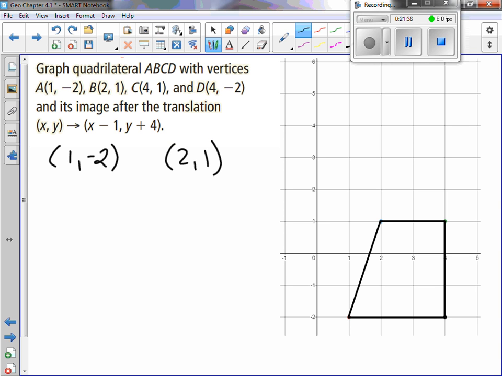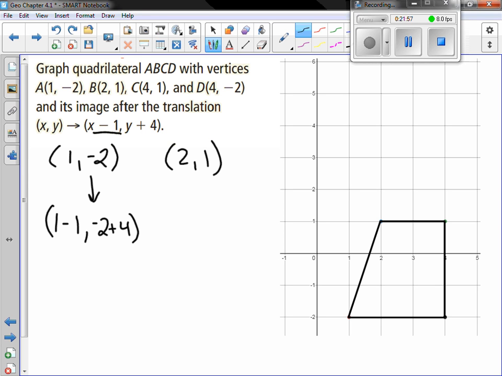So I'll use this using A and B, 1, -2, and 2, 1. Now what it's saying is we're taking an xy, so 1 and -2, and that's going to become x minus 1. So we'd have 1 minus 1, comma, y plus 4. So our y value is -2, so we'd have -2 plus 4. Well, 1 minus 1 is 0. -2 plus 4 is 2. So our A prime, our new A location after we did this translation, is at 0, 2.